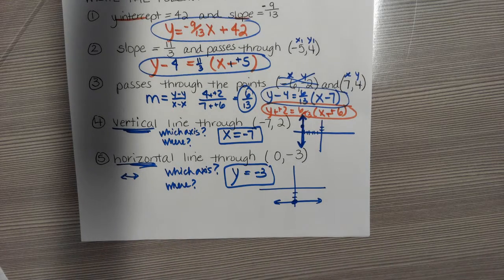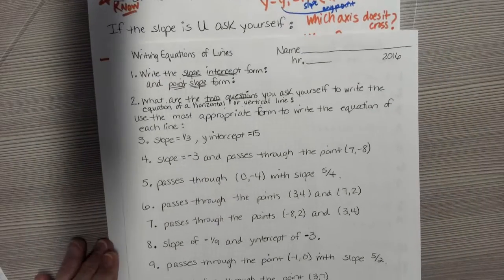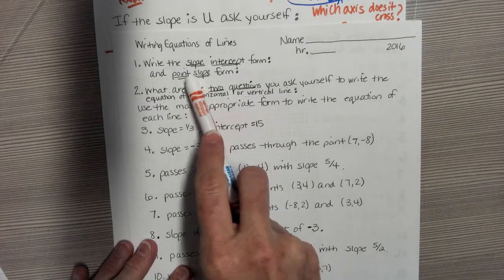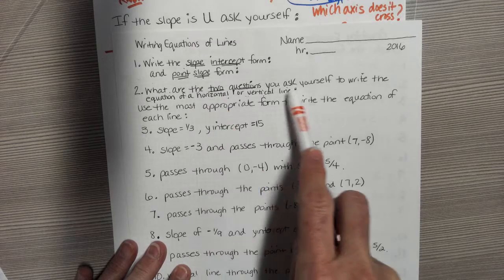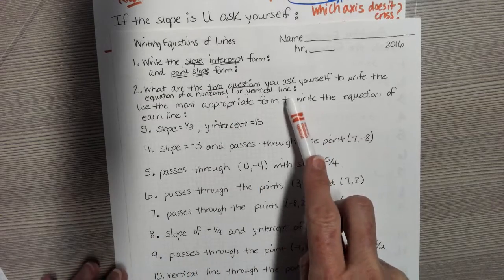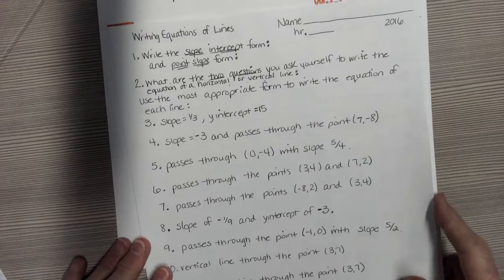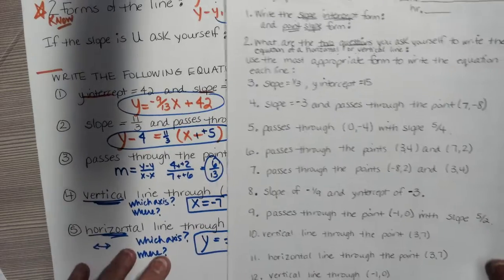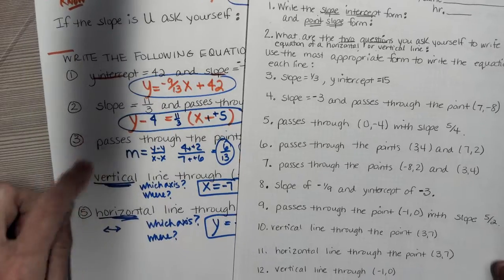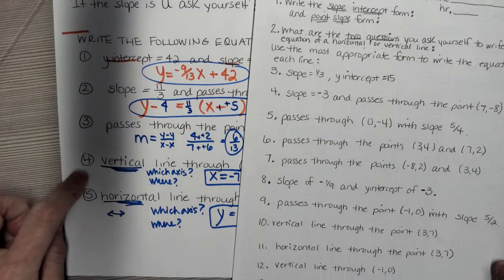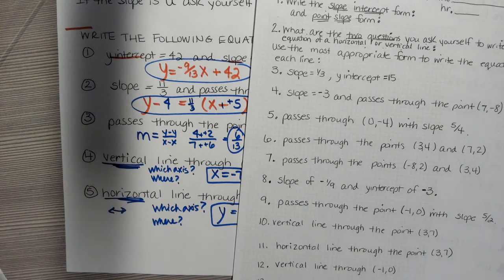At this point, you are going to be working on a worksheet that looks like this. On that worksheet, the first thing you're going to do is give me the two forms. Then I'm going to ask you what the two questions are that you would ask yourself. Then you're going to start going through these, and you will see that they're very much the same as the examples we did here. So make sure you're using your notes to help you with those. Alright, that's it.